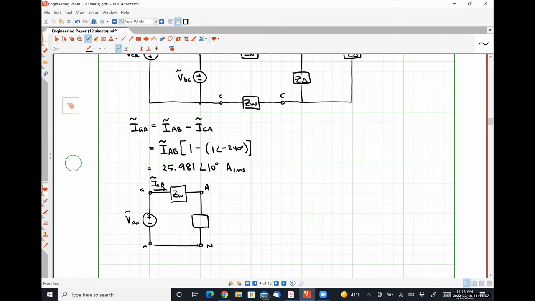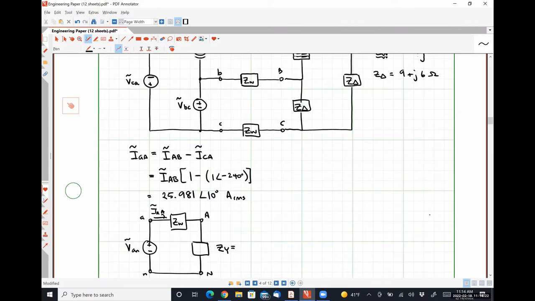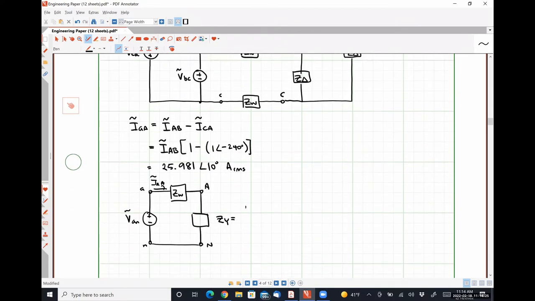Here's my impedance ZY, which I actually don't know. How do I get my Y load impedance if I know my delta load impedance? Divide by three. All right, so that's going to look like 9 plus J6 ohms over 3. So that shouldn't have a unit. Is going to look like 3 plus J2 ohms.